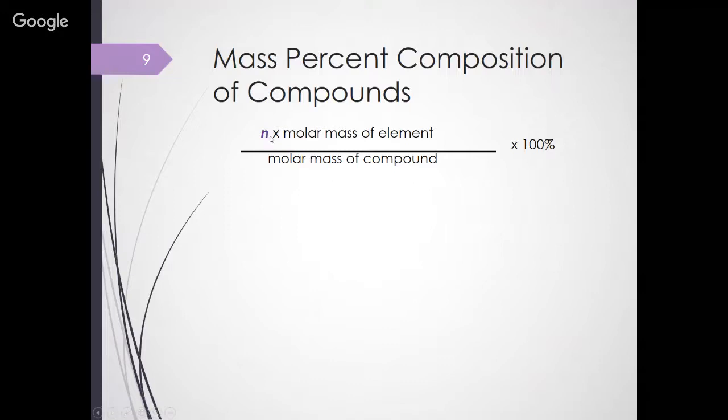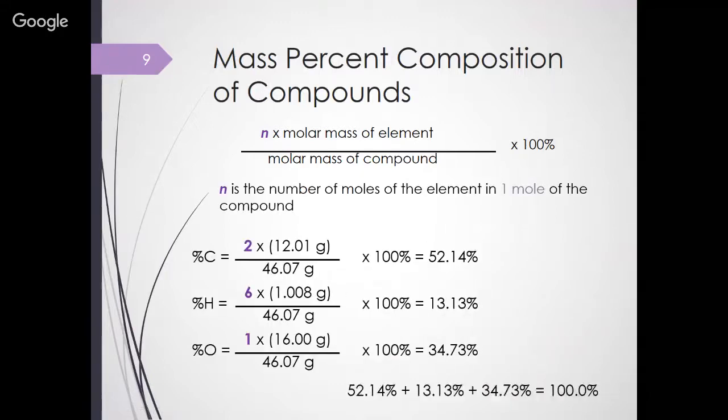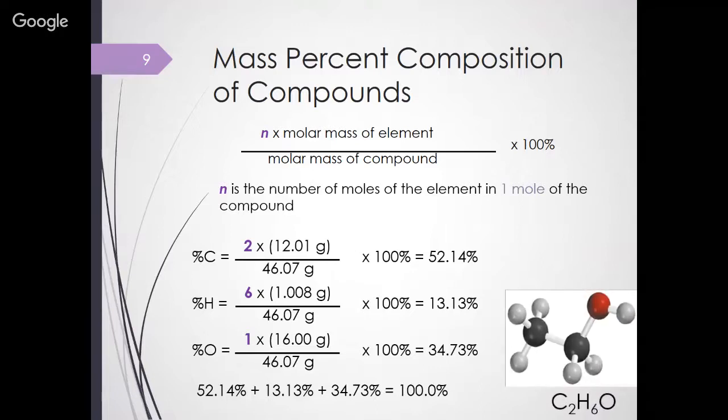So n is my subscript for a particular compound. I'm going to multiply that by the molar mass of my element, and then I'm going to divide it by the overall molar mass of my compound. So for a particular compound that is C2H6O, which is ethanol, and this is showing a structural formula and a molecular model, right?